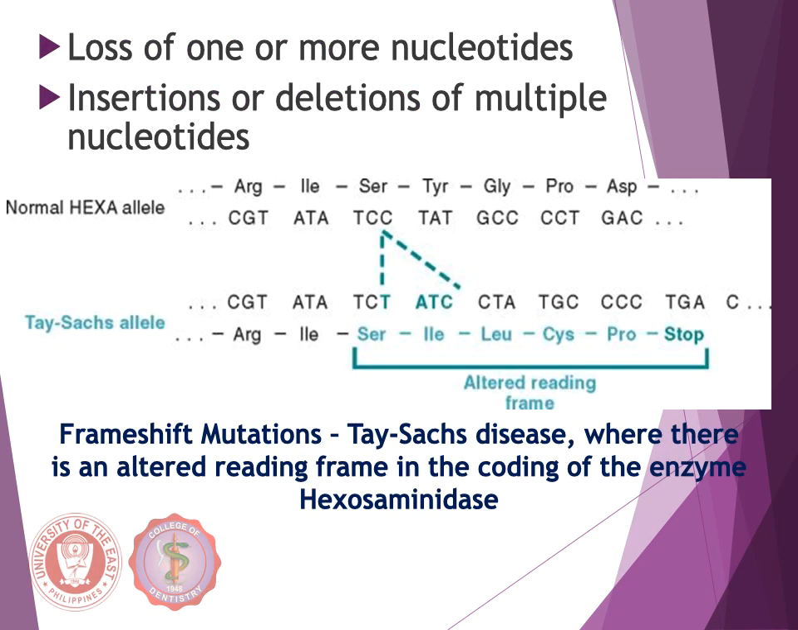This slide shows an example of a mutation called frameshift mutation, which occurs when there are insertions or deletions of multiple nucleotides. As seen here in the genetic disorder Tay-Sachs disease, which involves the enzyme hexosaminidase, that is needed to metabolize neurotoxic gangliosides.